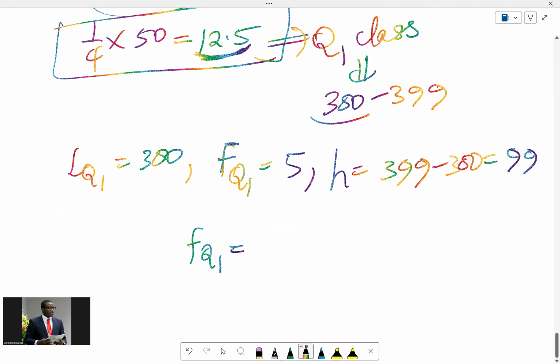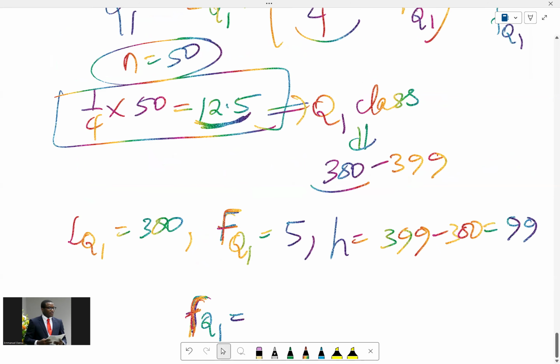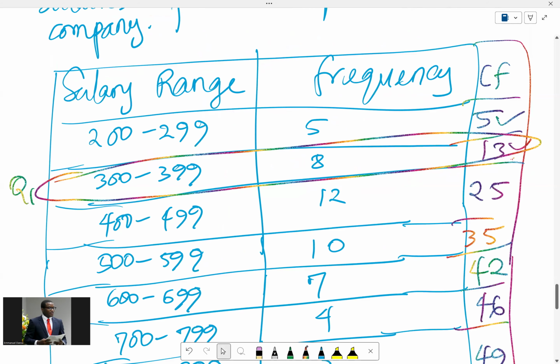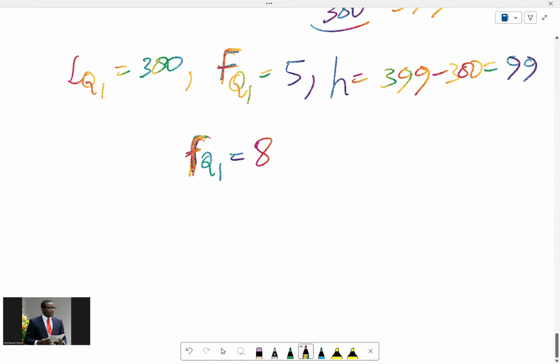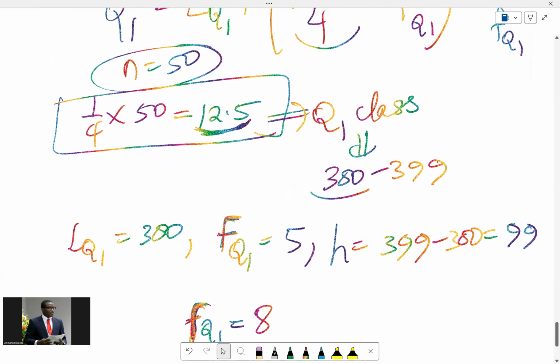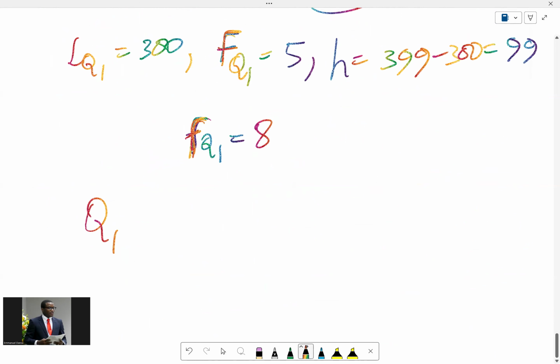The last thing we need is the frequency of the Q1 class. Big F is the cumulative frequency, and small f is the actual frequency of the Q1 class. So the frequency of the Q1 class is 8. So we can now go for Q1.